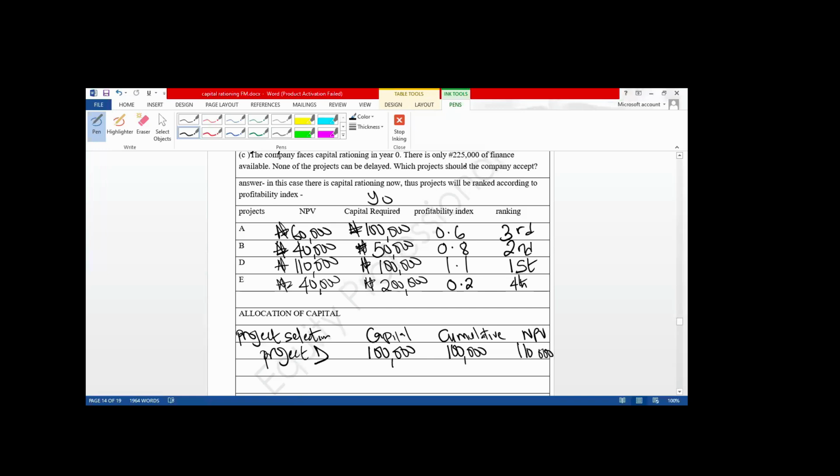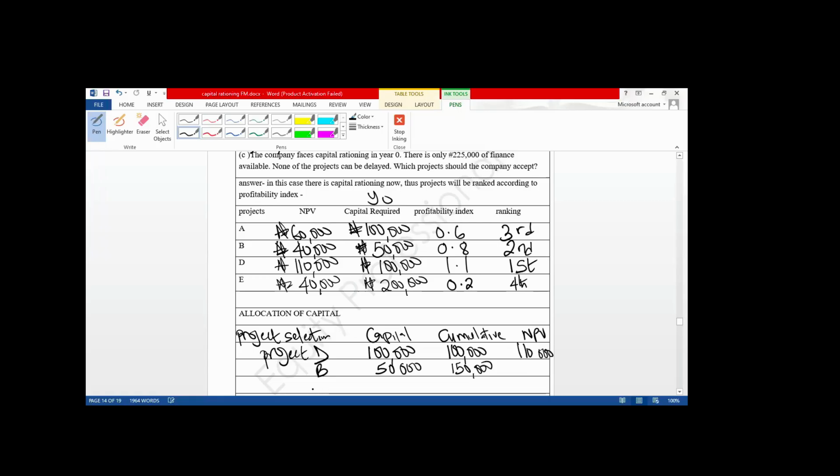Move to project B. Capital required in year 0, 50,000. Cumulative, 50 plus 100, 150. NPV of project B, 40,000. You move to project A.